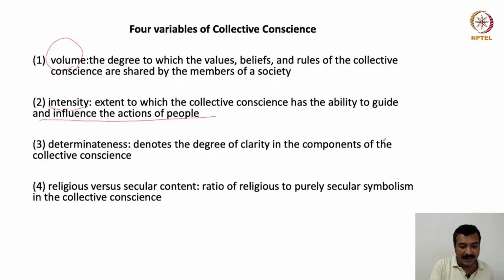And the third one is determinateness. It denotes the degree of clarity in the components of the collective conscience. Is there any confusion about what a particular norm means, or what a particular value means? Is there any ambiguity about it, or are these values and ideals highly clear, or is there ambiguity about them?